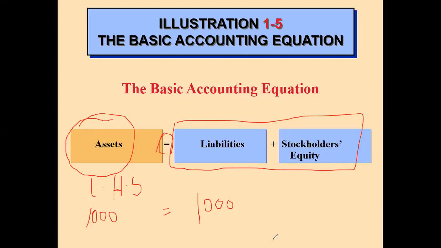In another way, the equation can be equal. The same amount will be decreased from the asset side, and the same amount will be decreased from liabilities and stockholder equity. Then that way the equation will be equal.